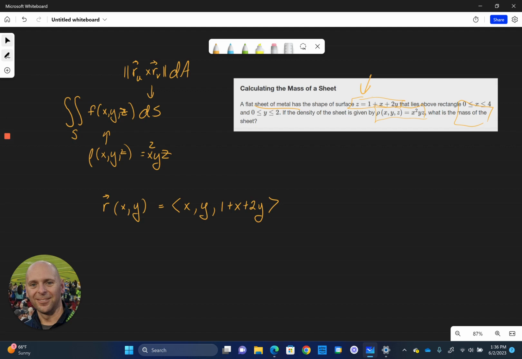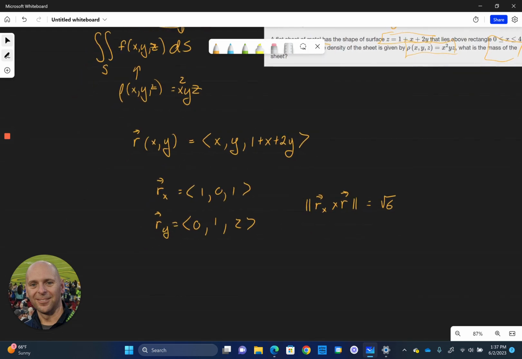We now are going to find those partials. So I can take the partial of r with respect to x, and that's going to be 1, 0, 1. And we can take the partial of r with respect to y, and that's going to be 0, 1, and 2. And we know, of course, that we're supposed to take that cross product of those two vectors. So I've already done that, and the magnitude of that cross product is going to be equal to the square root of 6. So that piece is done.